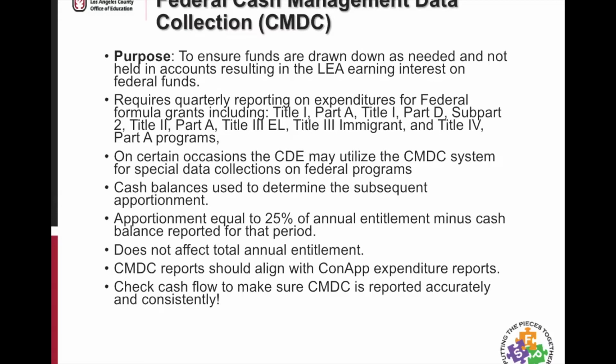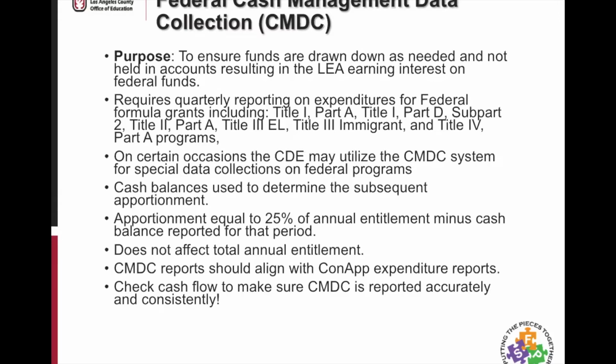But cash balances, the reason they're reported is the cash balances that show in the cash management system that you report quarterly are used to determine your subsequent apportionment. So at the beginning of the year, schools get an apportionment and then they report what they've spent. The apportionment you get has to be equal to at least 25% of your annual entitlement minus what's reported in the cash balance for that period. So essentially you need to be spending down at least 25% of your total entitlement every quarter.